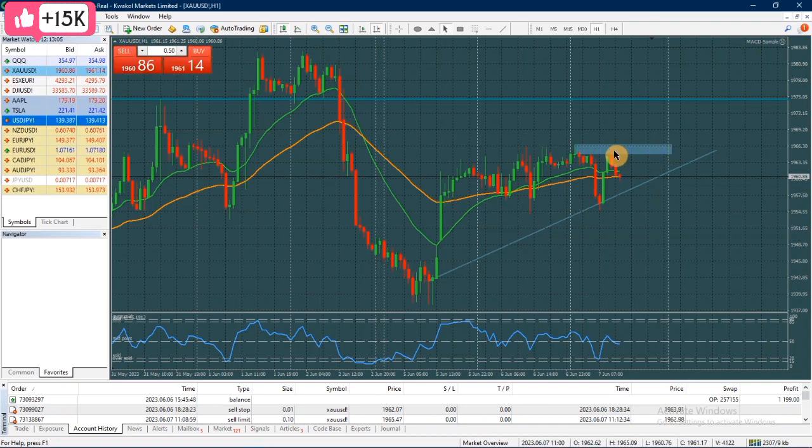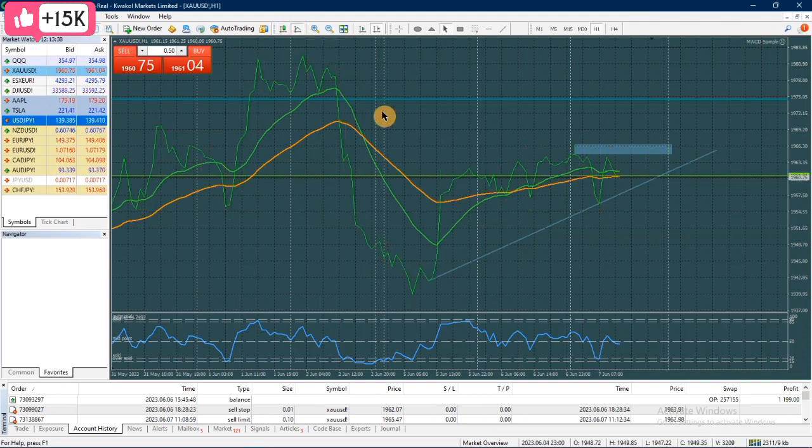For instance, on gold, you can see that I have already identified my resistance zone. This is a strong resistance zone. After identifying it, I also pick my trend line. In order for me to get this trend line accurately, I have to change my chart to line chart.